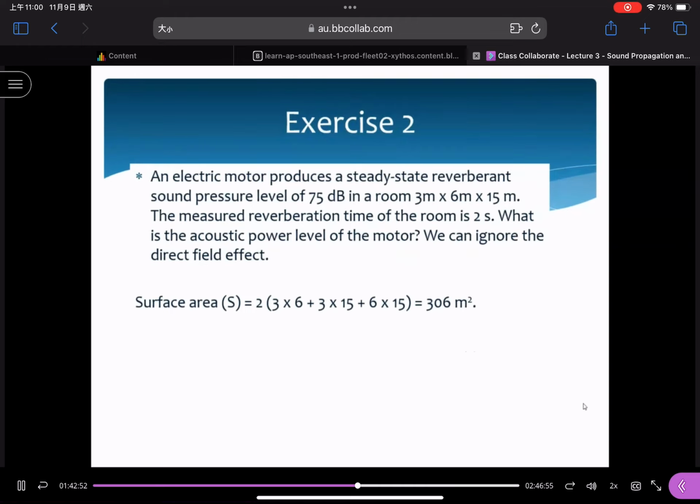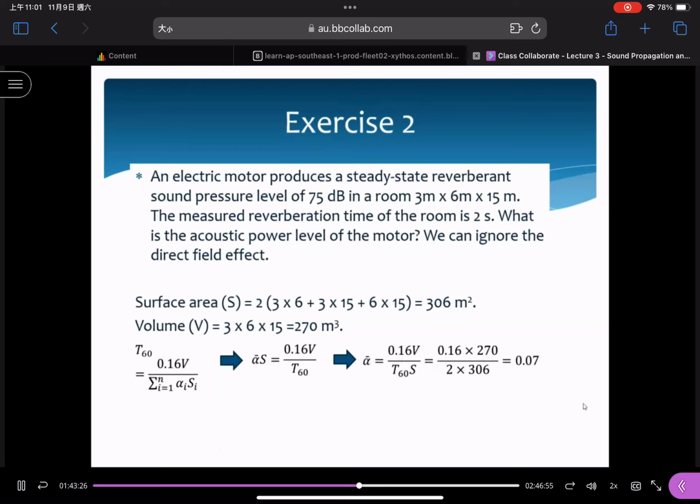So when you refer to this equation, this is relevant to V and also the surface area, correct? And do you know the individual surface areas? We don't know them, because we only have 3 meters times 6 meters times 15 meters. So when you refer to this equation, the volume is 270 meter cube and T60, the reverberation time, is 2 seconds.